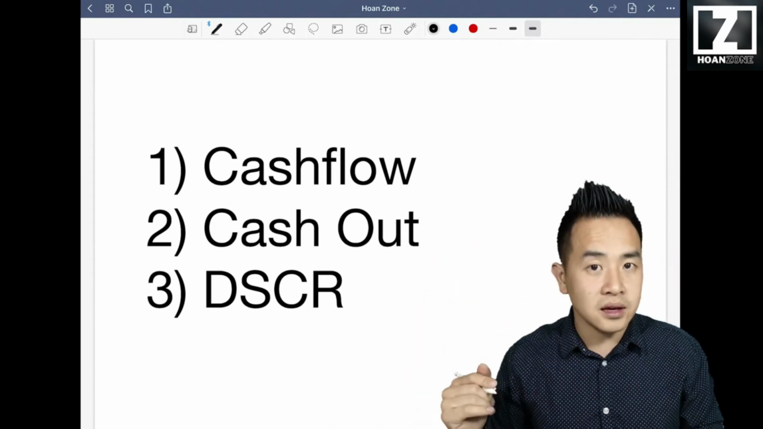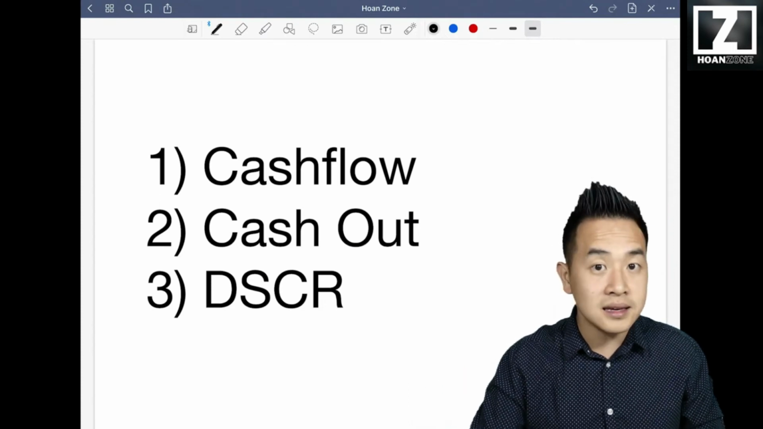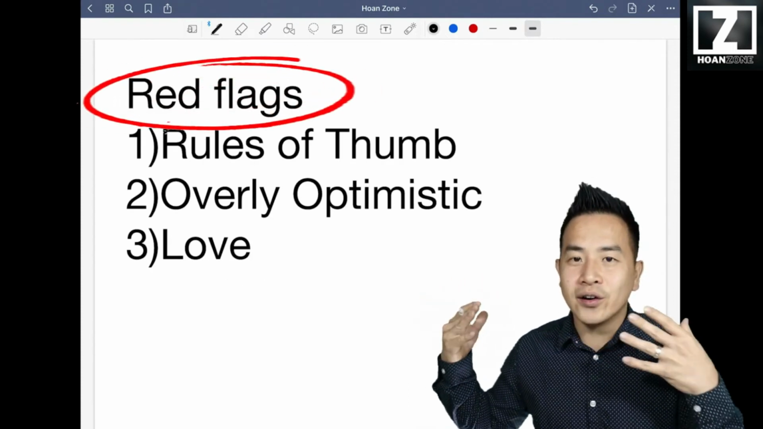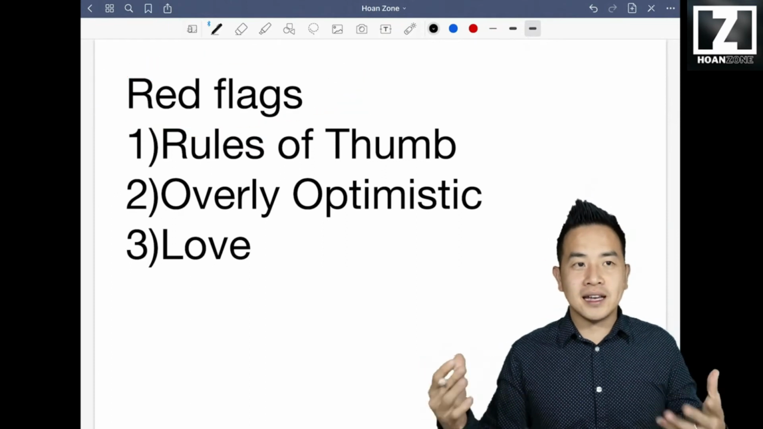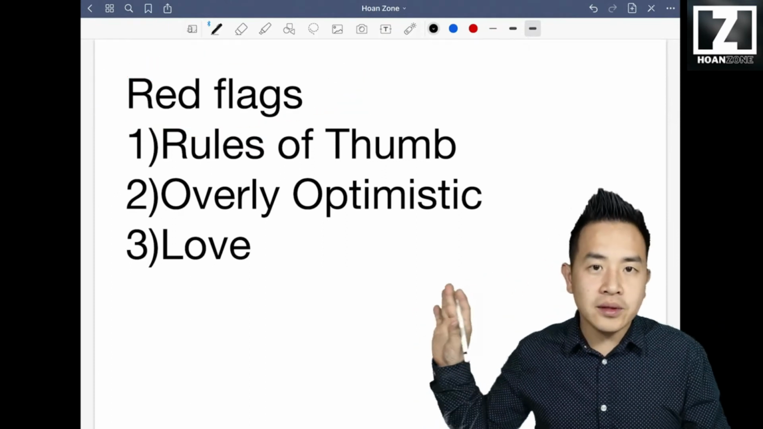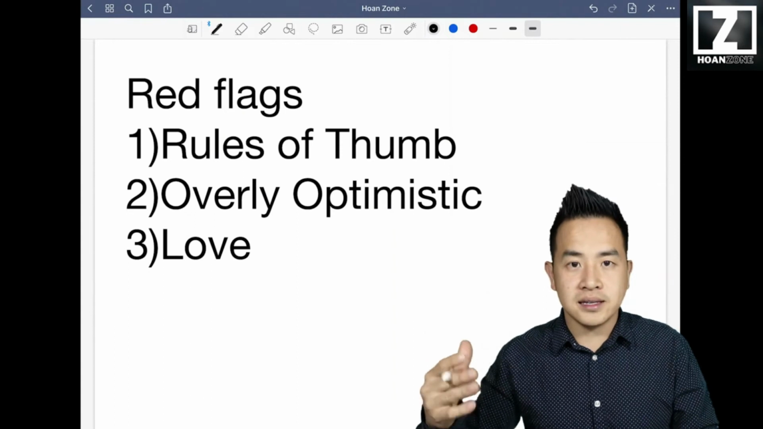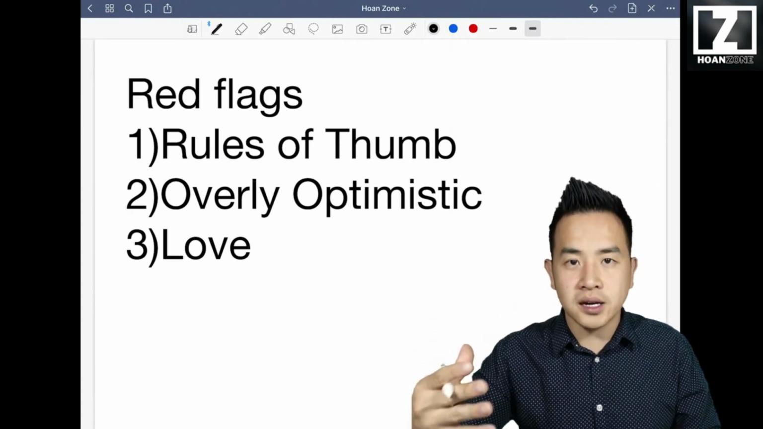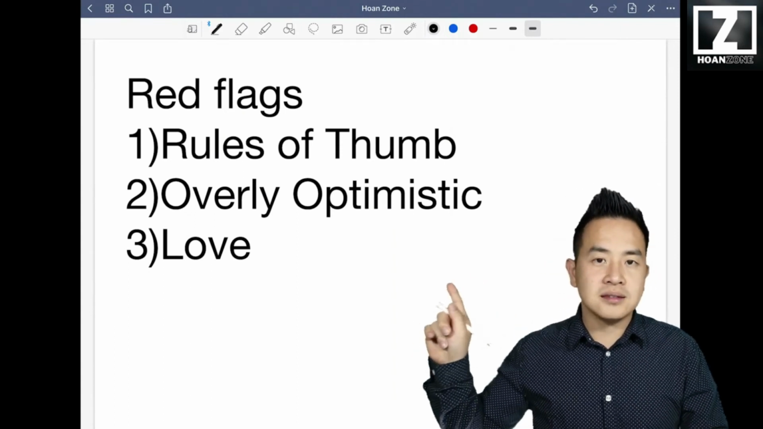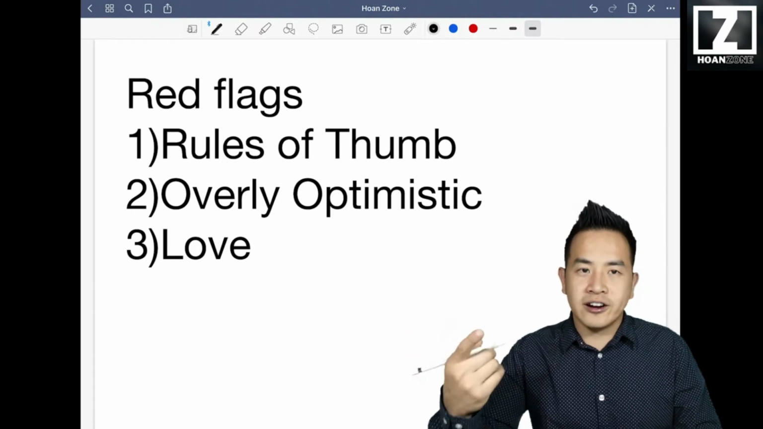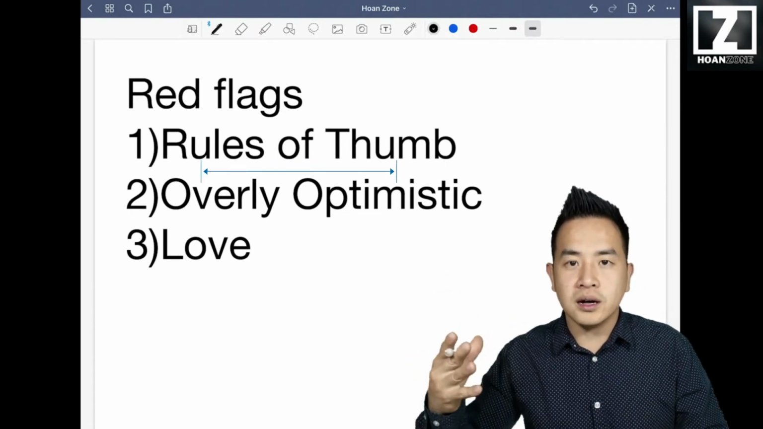The next thing, though, that I want to go over with you guys is red flags. There are a lot of things that you got to watch out for in real estate. And here are some of the things that you got to watch out for when analyzing deals. It is just about the numbers, but you also got to watch out for these things, and some of these are emotional. Red flag number one is the rule of thumb.